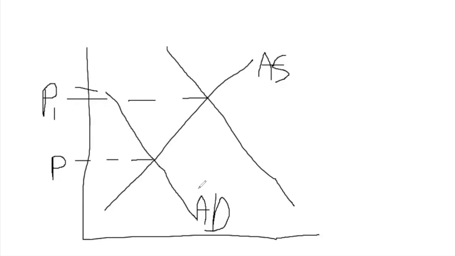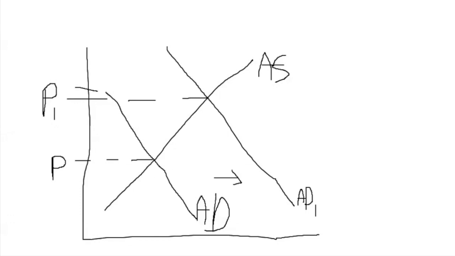Yeah, so there's my aggregate. That's what I was saying. It won't let me draw the straight lines. So there's my aggregate demand curve, and then the aggregate demand curve is shifting to the right. And so that rightward shift of the aggregate demand curve is causing, is causing what to happen?